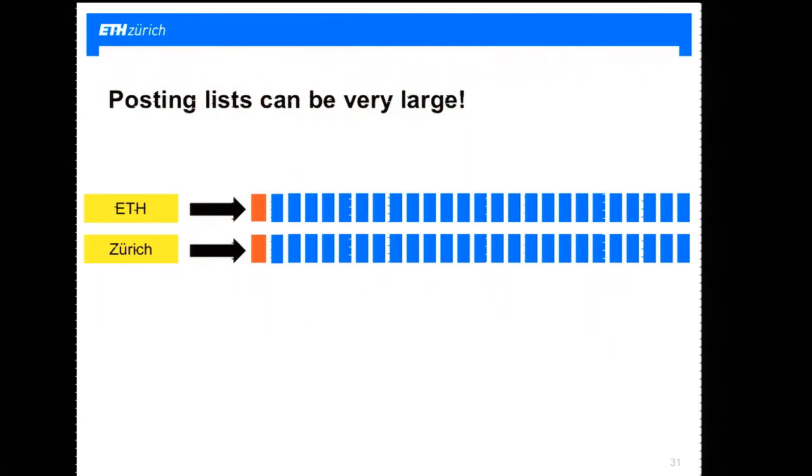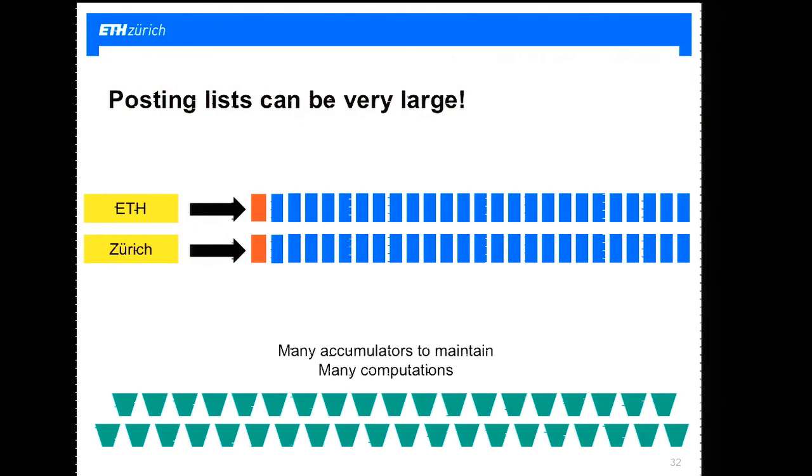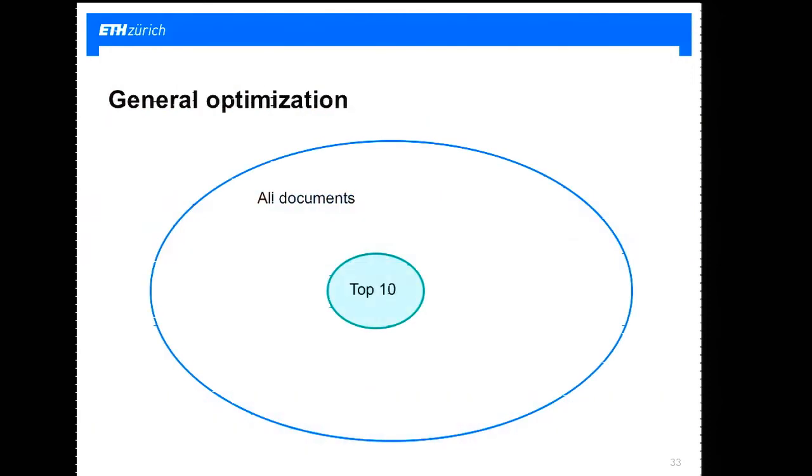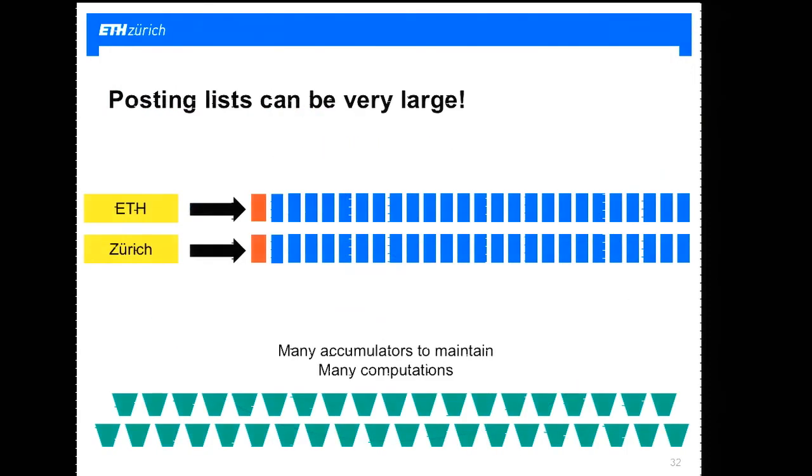So what we are doing here, we are trying to compute this cosine similarity between the query and the documents. But the posting lists can be extremely large, in essence. So there's many, many accumulators to maintain. We already saw that we could maintain only accumulators for the documents that are already used. But we can do much better than that.